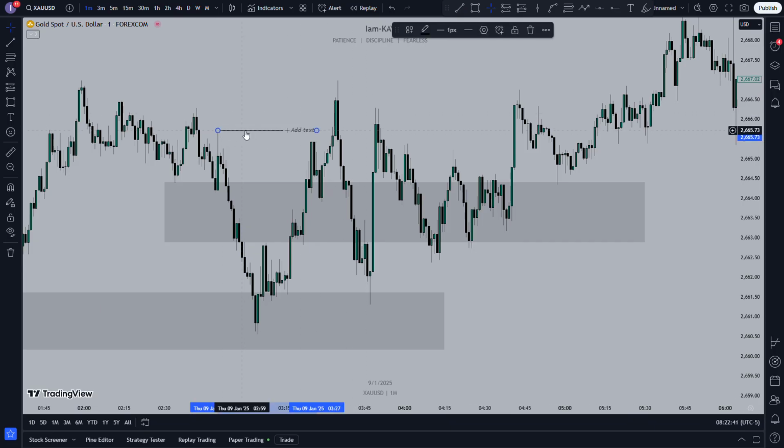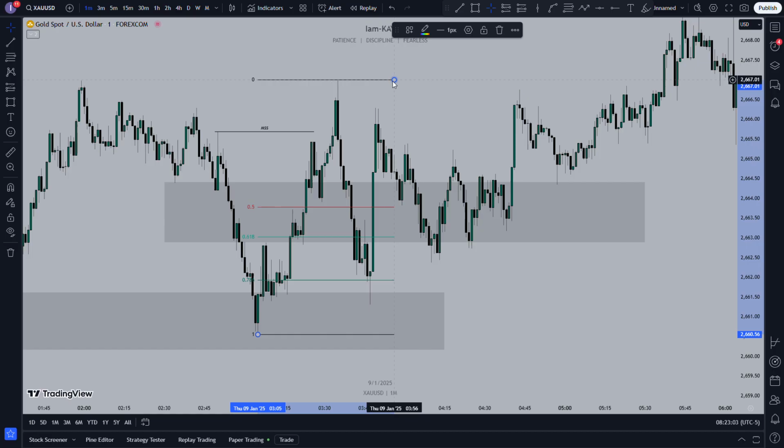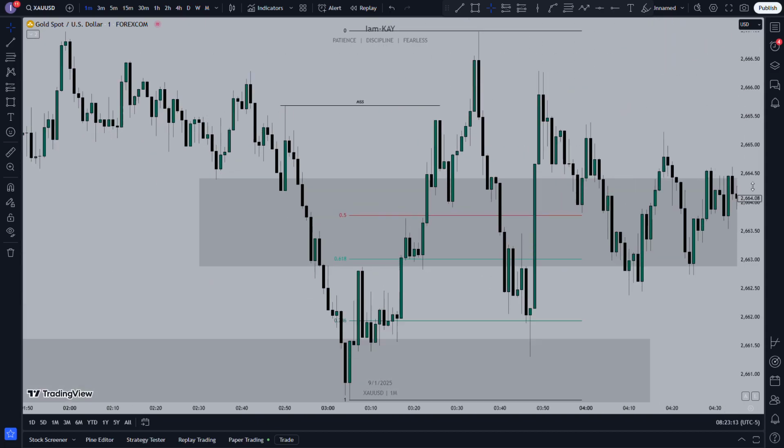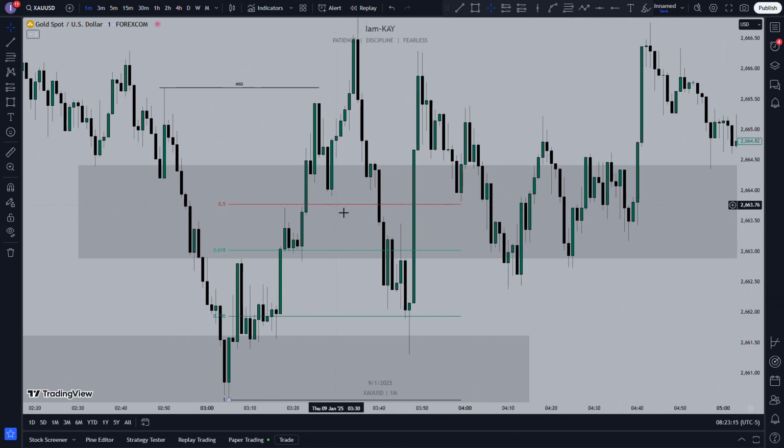Broke structure here. So let's call this MSS, market structure shift. And so next thing we're going to do is draw our Fibonacci retracement tool. Just place this Fibonacci retracement tool here, and then we're going to be looking for a trade below the 50% retracement. Below the 50%. So what happened here?